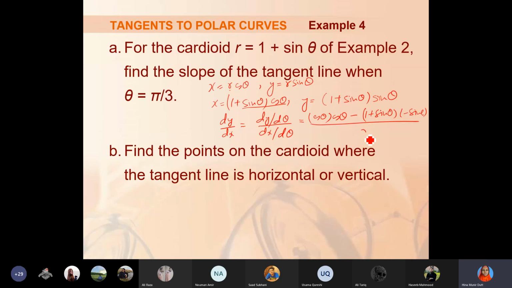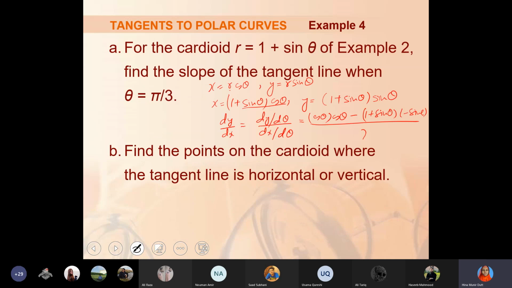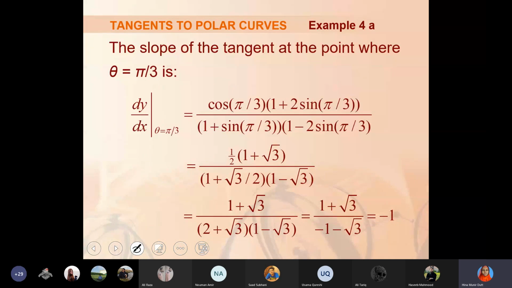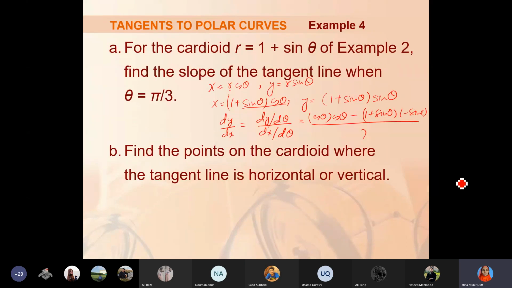Similarly, you will find the other one and simplify it a little bit, so that this is dy by dx. For the a part you have to put theta equal to pi by 3 simply, and the slope is equal to -1, right? And for the b part, find the points on the cardioid where the tangent line is horizontal or vertical.